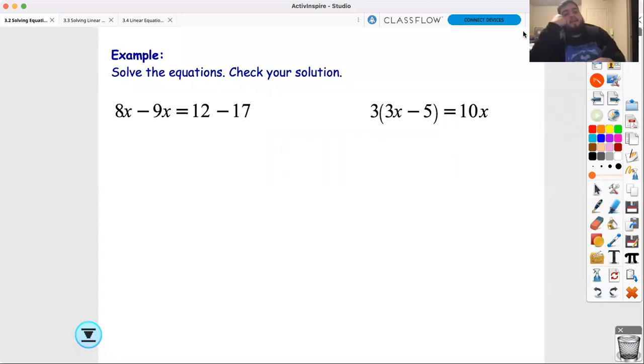All right, that was a 1 minute timer, guys. So now, look, if you see the instructions, they now want us to check our solution because something may not always work. So let's go ahead and get started on these first examples.